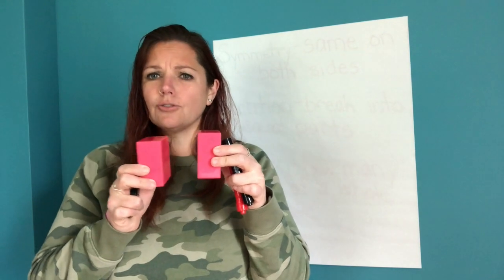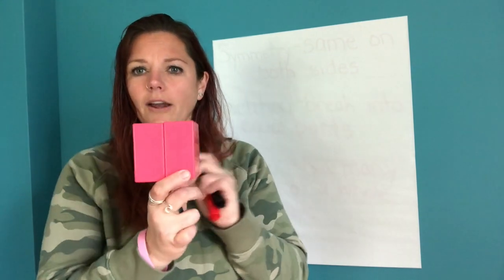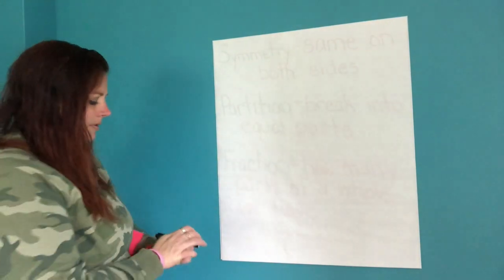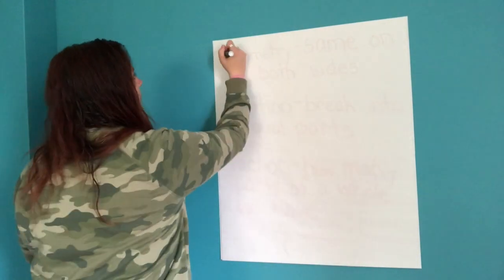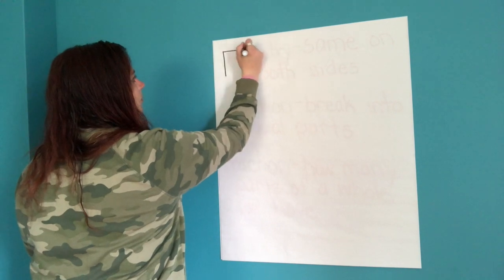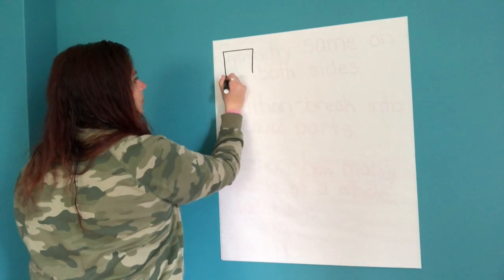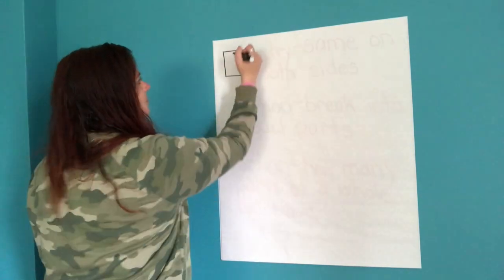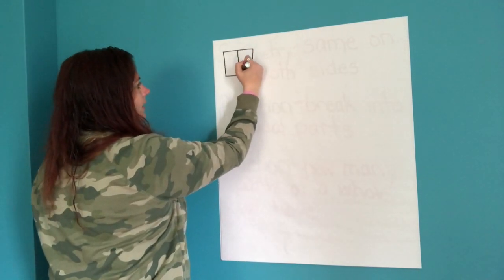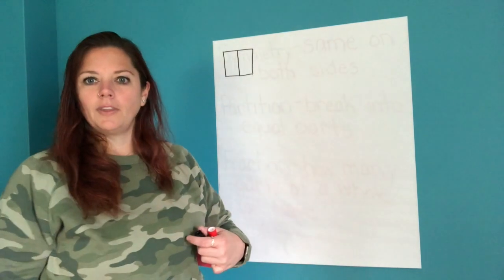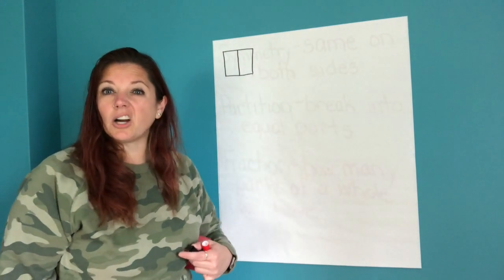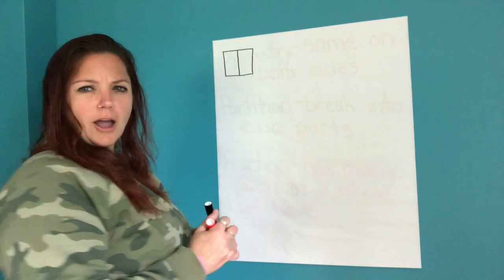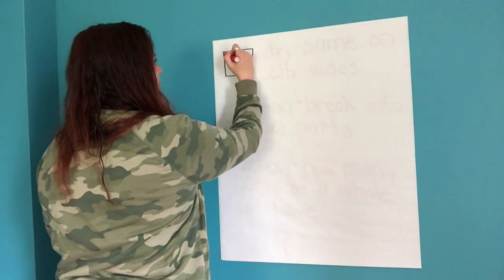So I'm going to try and draw this square to look just like this on my paper. So here we go. It's not perfect, but it's okay, right? Then it has a line right down the middle. How many equal parts are there? There are 2, but guess what I'm going to do? I'm going to color one of them red.